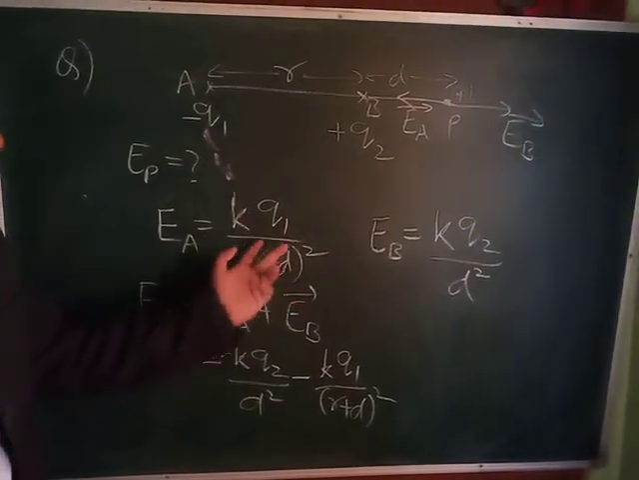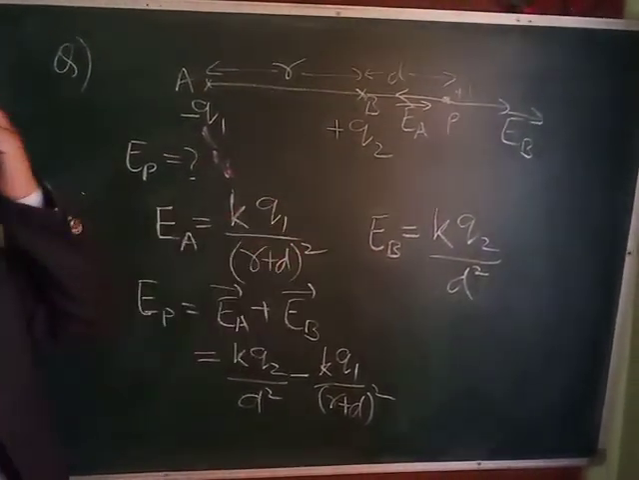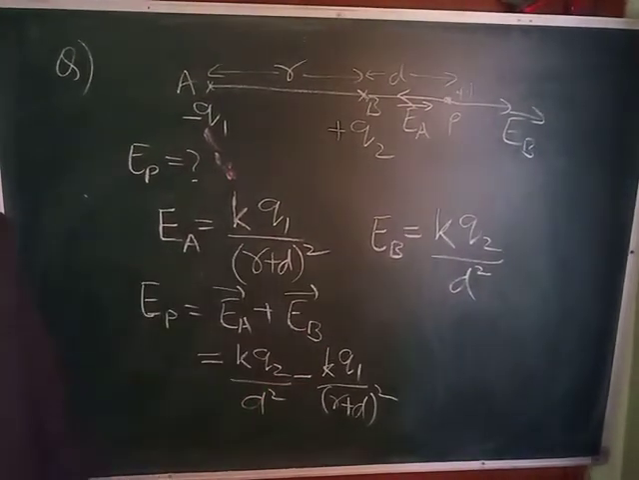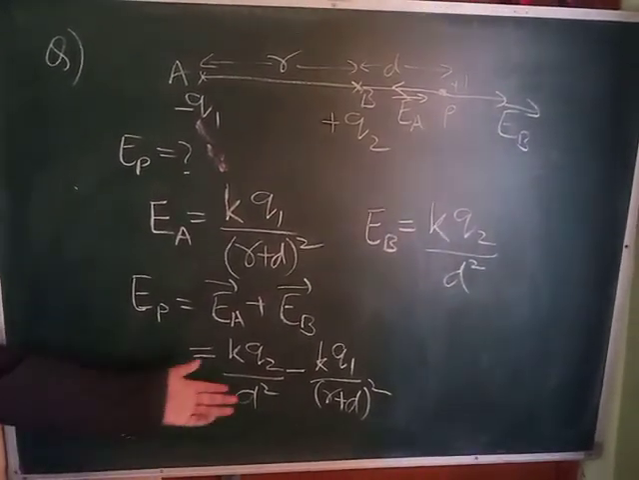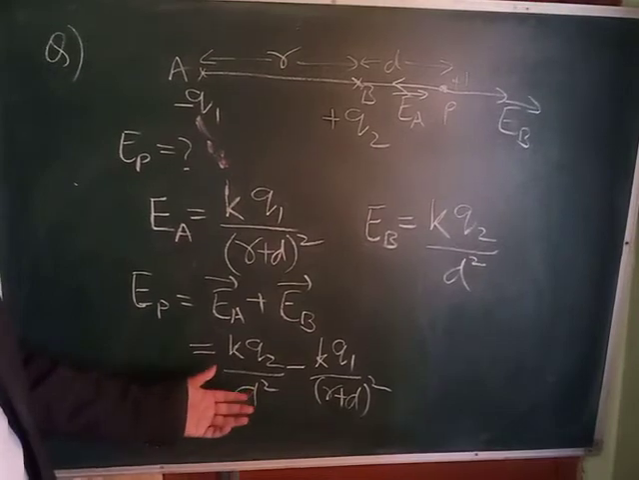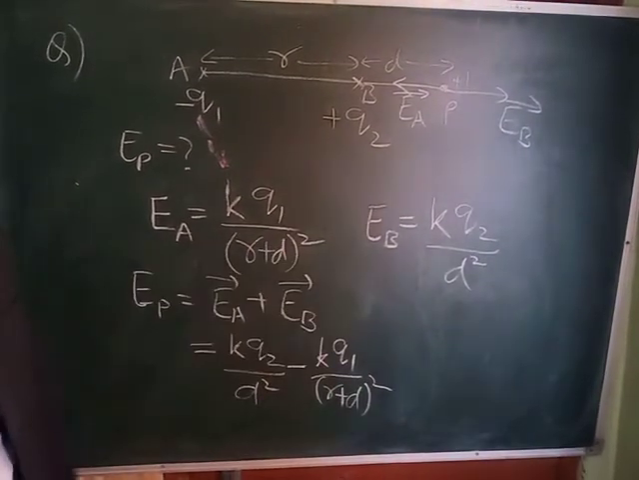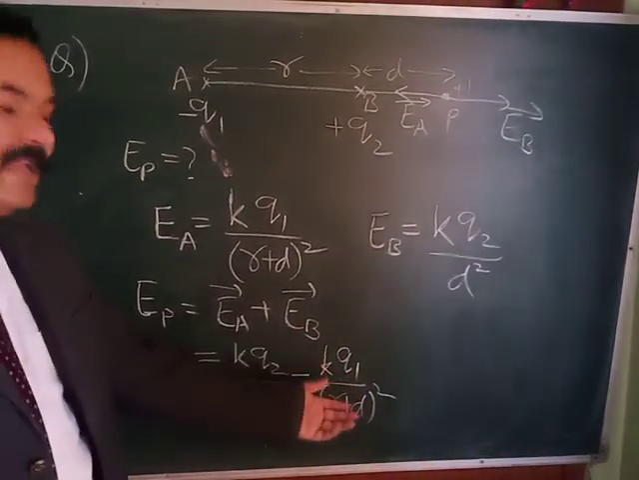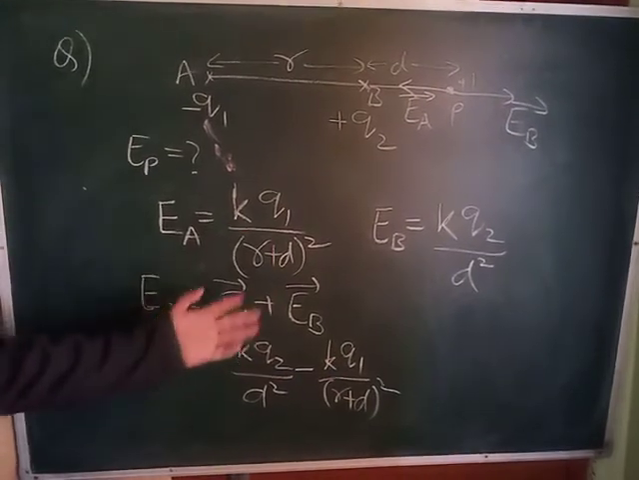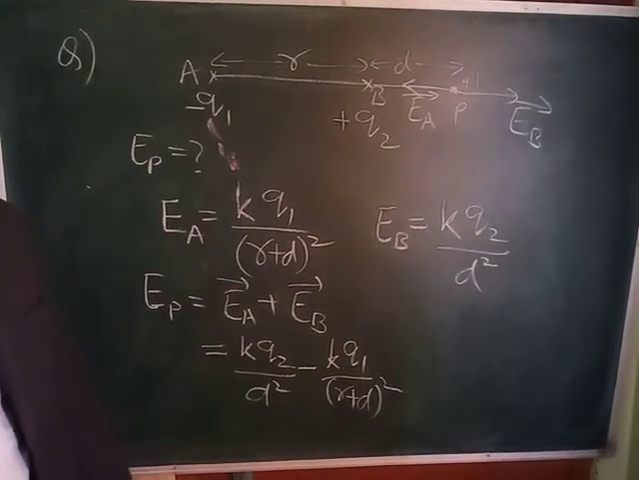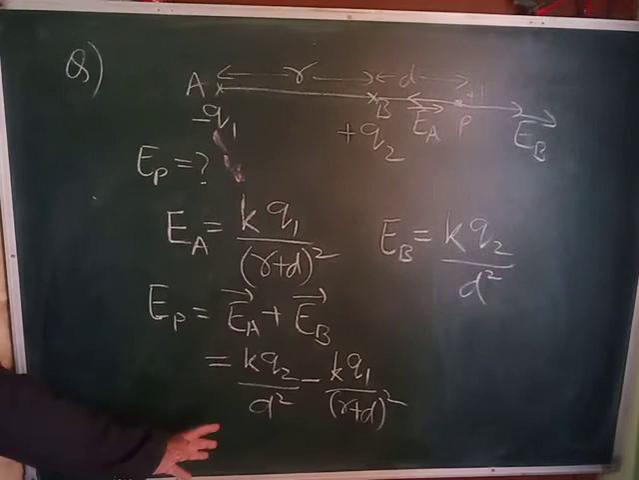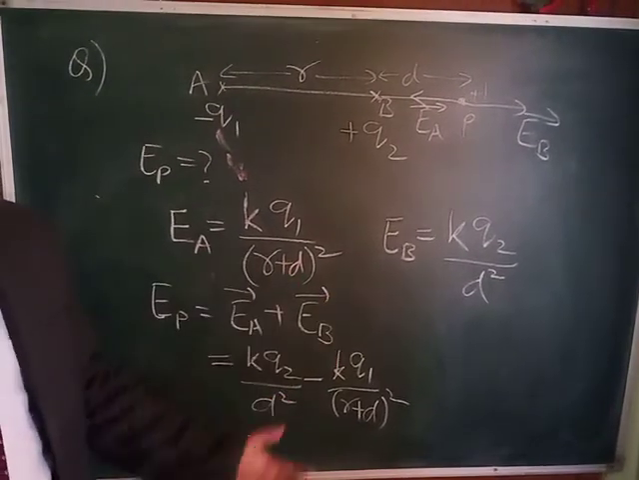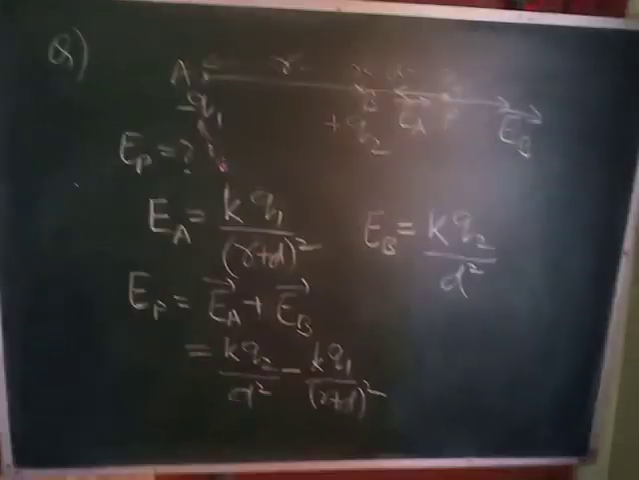In this way we can find the net electric field at point P, and whichever has more magnitude, the net field will be directed in that direction. If EB is more, the net electric field will be directed along EB. If EA is more, it will be directed along EA. In this way we find the magnitude and tell the direction.